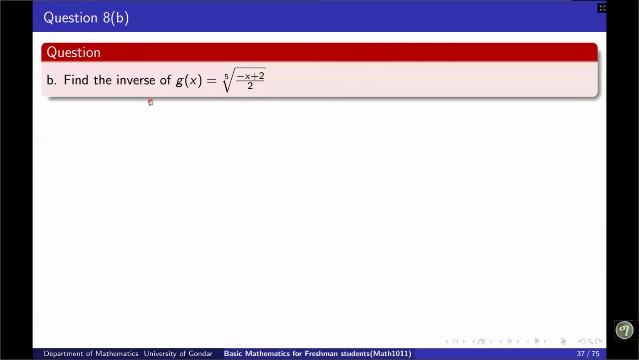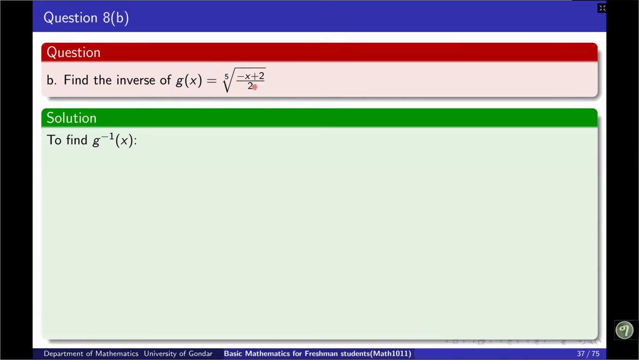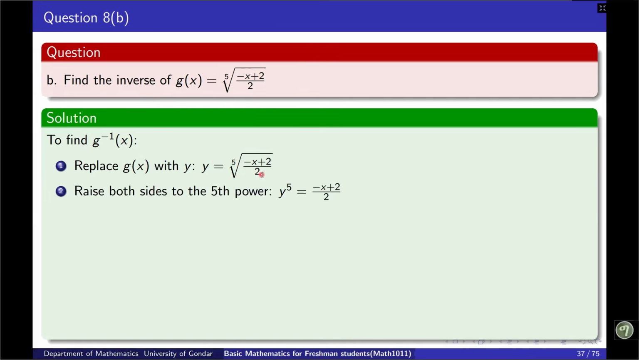Similarly, for B, we are asked to find the inverse of g of x equal to the fifth root of minus x plus 2 over 2. Following the same procedure, to find g inverse of x, replace g of x by y first, and it becomes y is equal to the fifth root of minus x plus 2 over 2. And then raising to the power of 5, we have y to the power of 5 is equal to minus x plus 2 over 2.